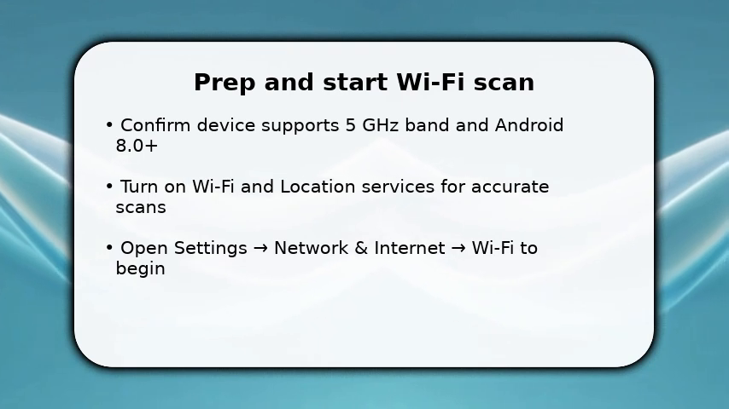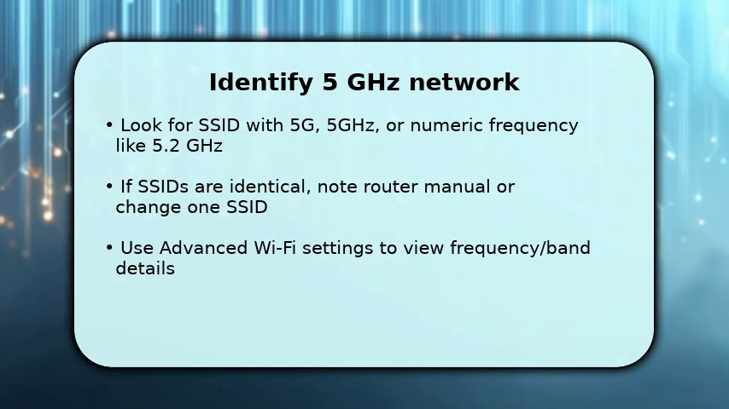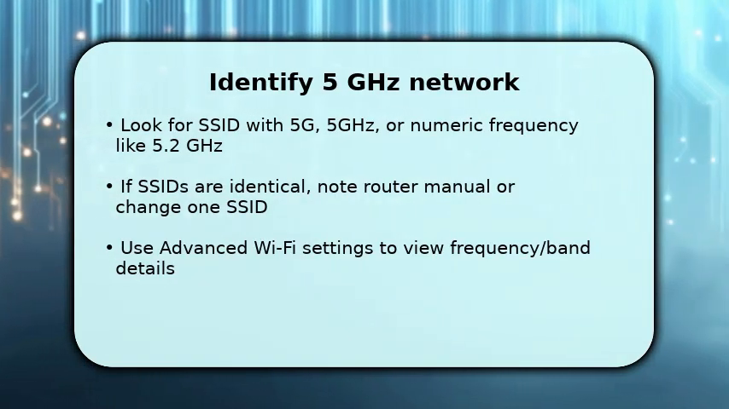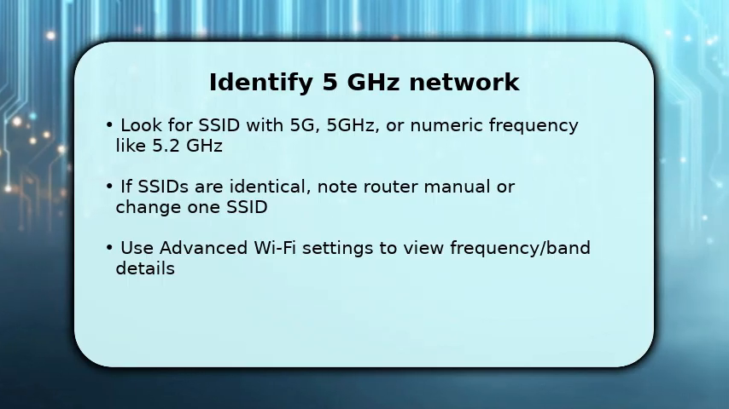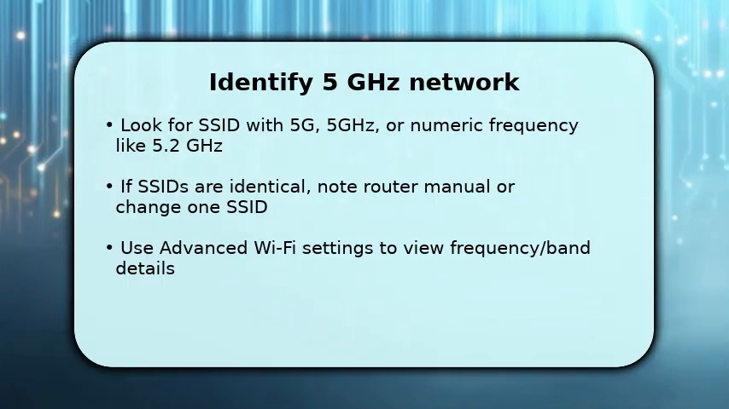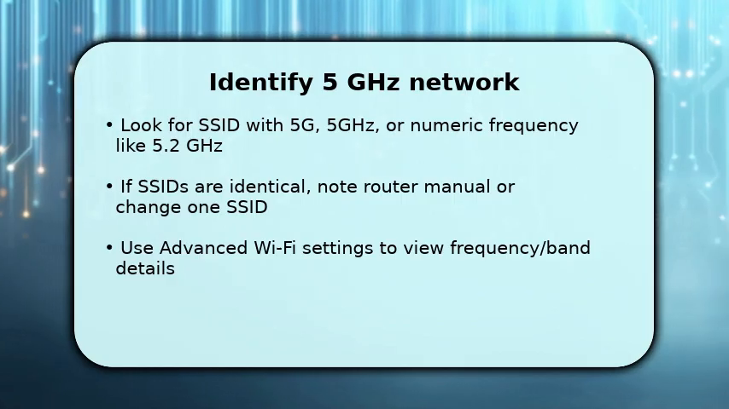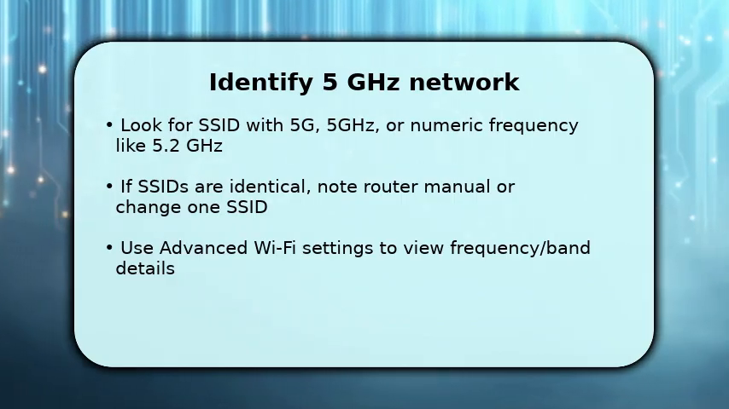You'll now identify the 5 GHz network by name and frequency. In Wi-Fi listings, look for SSIDs that include 5G, 5 GHz, or a frequency such as 2 GHz. Those are the ones you want.